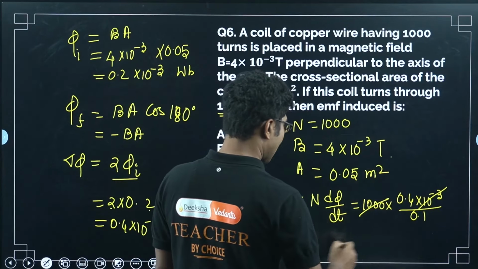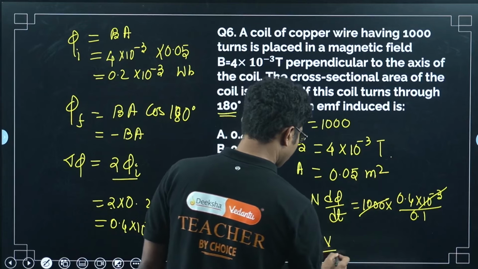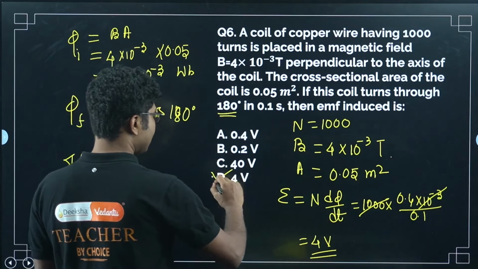So 0.4 by 0.1, so that is 4 volts. So 4 volts is the correct answer. So the correct answer is option D.